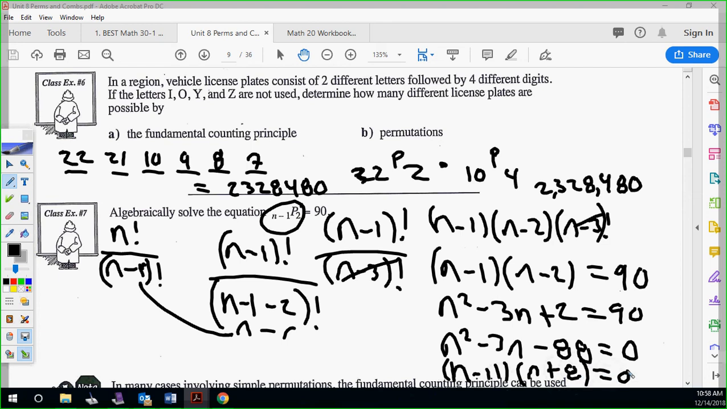So n is negative 8 or 11. But we decline negative 8, right? How can you check it real quick and then we're done? Put 11 right there. 11 minus 1 is 10. So 10 permutation 2 should equal 90. That is how you can check your work. Okay, and that's it.